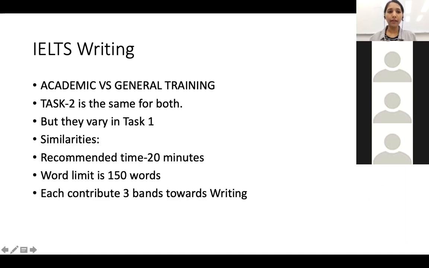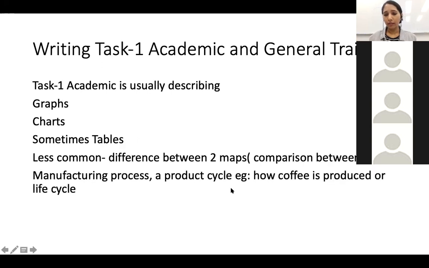Okay. So IELTS writing differs between the academic test takers and the general training test takers in the task 1 module. Task 1 for the academic test takers will be describing a picture or a diagram, an academic diagram, whereas task 1 for the general training test takers will be writing a letter. But task 2 is the same for both candidates.